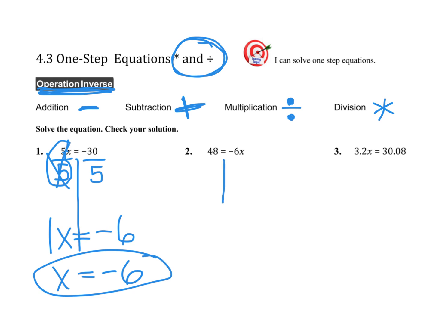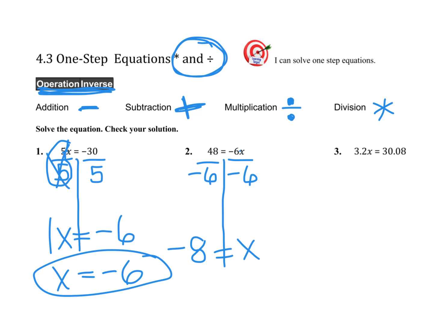Okay, so let's try this again. We're going to separate the equation at the equals. We want the x by itself. The negative 6 is attached to the x with multiplication, and I'm trying to get it away from the x. So I want to undo that multiplying, so I'm going to divide both sides by negative 6. A positive divided by a negative is negative, and 48 divided by 6 is negative 8. So my answer is negative 8.